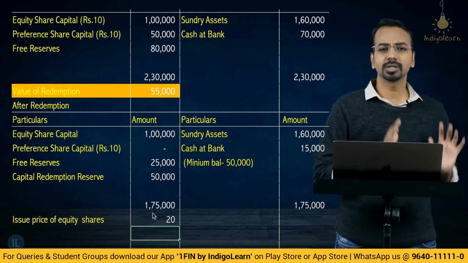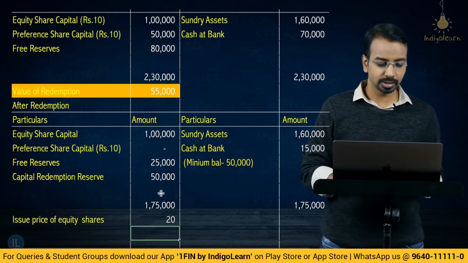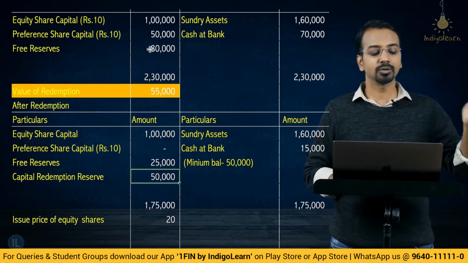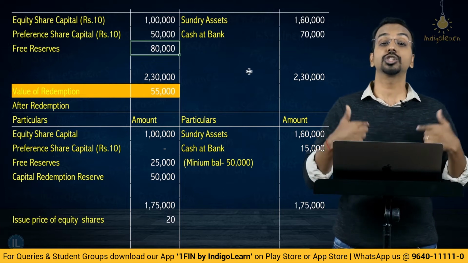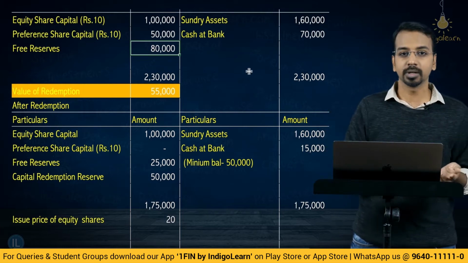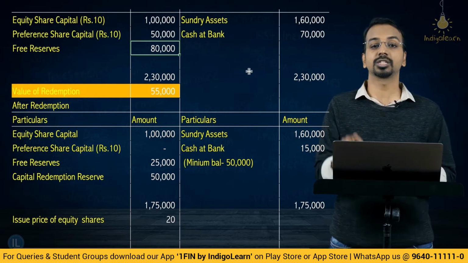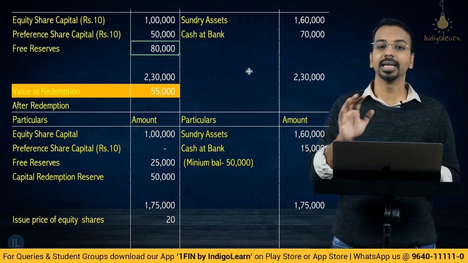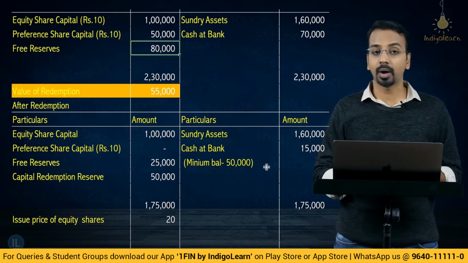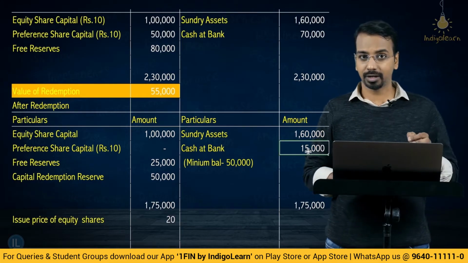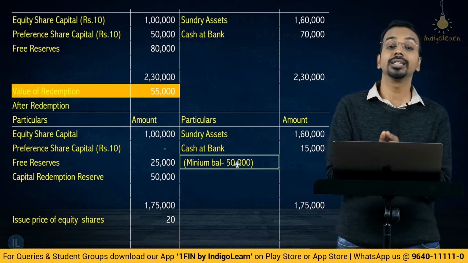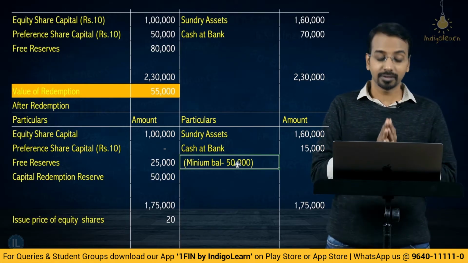Do I need to bother about CRR? I don't need to bother about CRR because the CRR requirement is already satisfied. I already have 80,000 in my free reserves. So I am not issuing equity shares for CRR purpose, but to maintain minimum bank balance in my account. And what is the balance required? 15,000 is left. If I redeem it as it is, I need minimum 50,000. So there is a shortfall of 35,000.